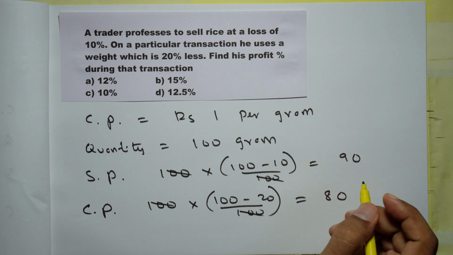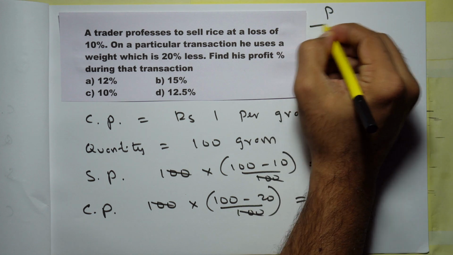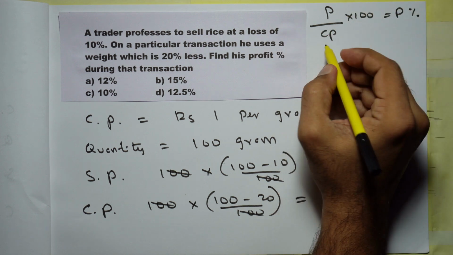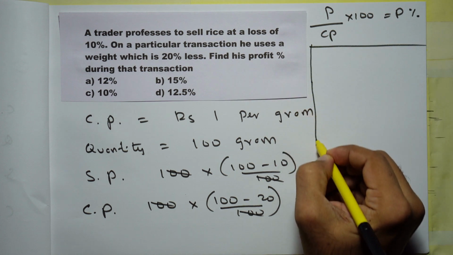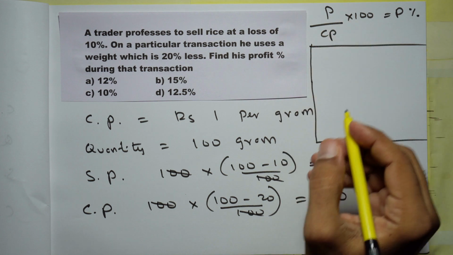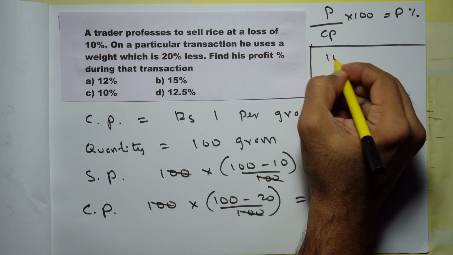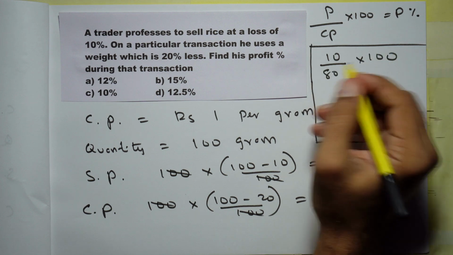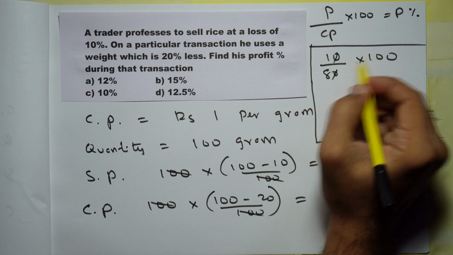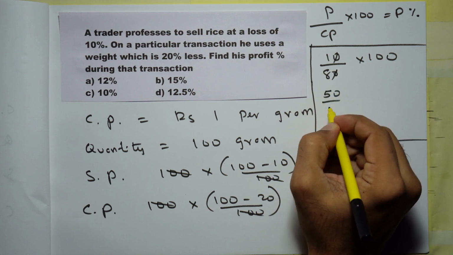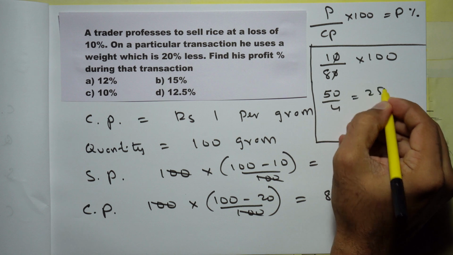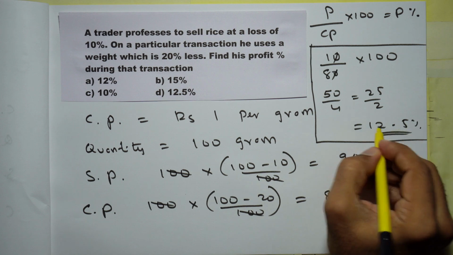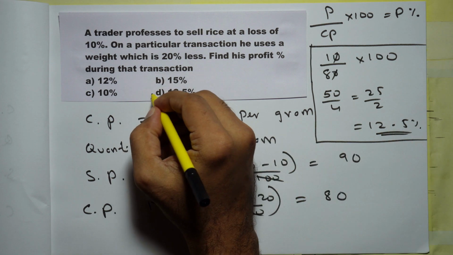So what will be the profit percentage? The formula is like this: profit out of CP into 100 gives you profit percentage. So we'll just substitute into this formula. Profit is 90 minus 80, that is 10 rupees profit. CP is 80, into 100 gives you profit percentage. So I'll cancel out the zeros. That is 100 by 8, which is the same as 50 by 4, which is the same as 25 by 2. That is 12.5% profit. So his actual profit will be 12.5% profit. Option D.